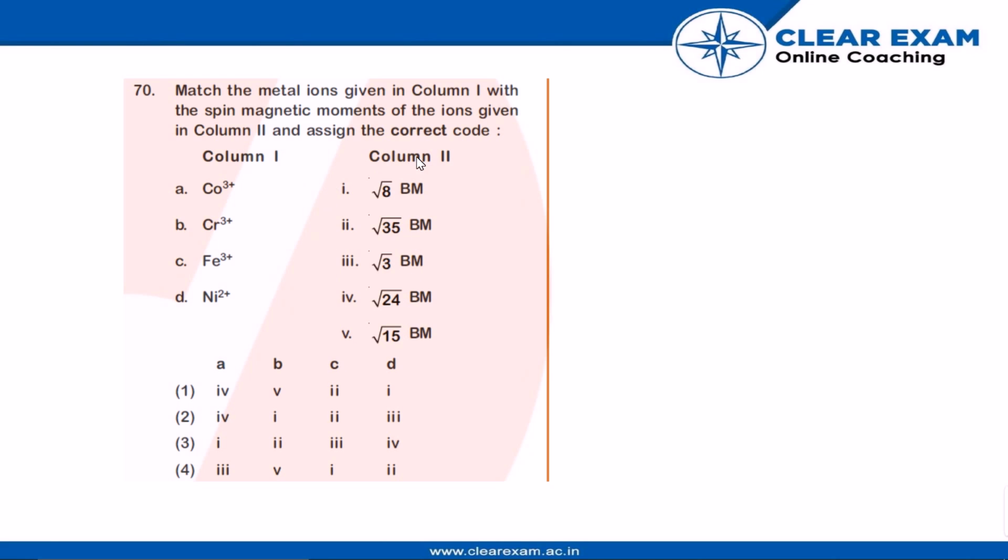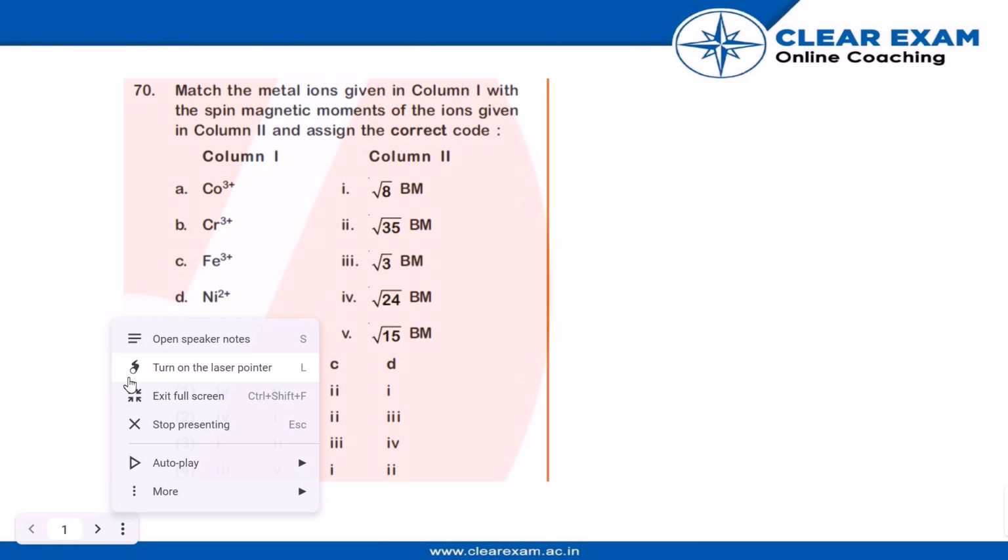So the correct order will be A with 4th, this: A with root 24 BM, and B with root 15 BM, and C will be with second, root 35 BM, and fourth, D will be with first, root 8 BM. So this will be the answer: first 4, 5, second, and 1 for A, B, C, D is 7.